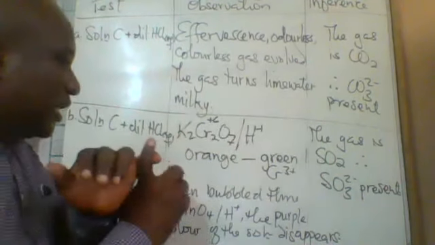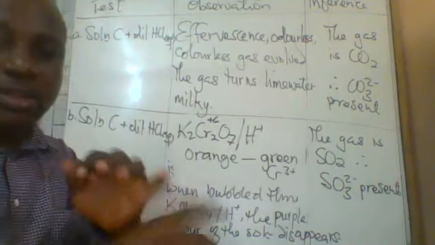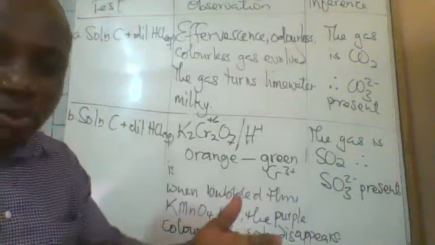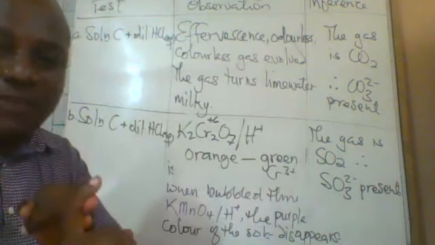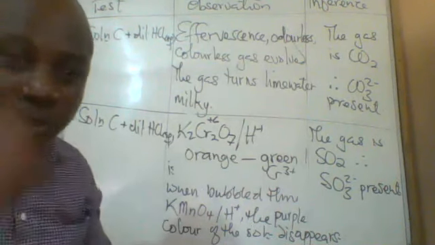So we could use acidified potassium dichromate solution, where the orange color will turn to green in the presence of SO2 gas, or acidified potassium permanganate solution, which is purple. I hope you have seen that one before.